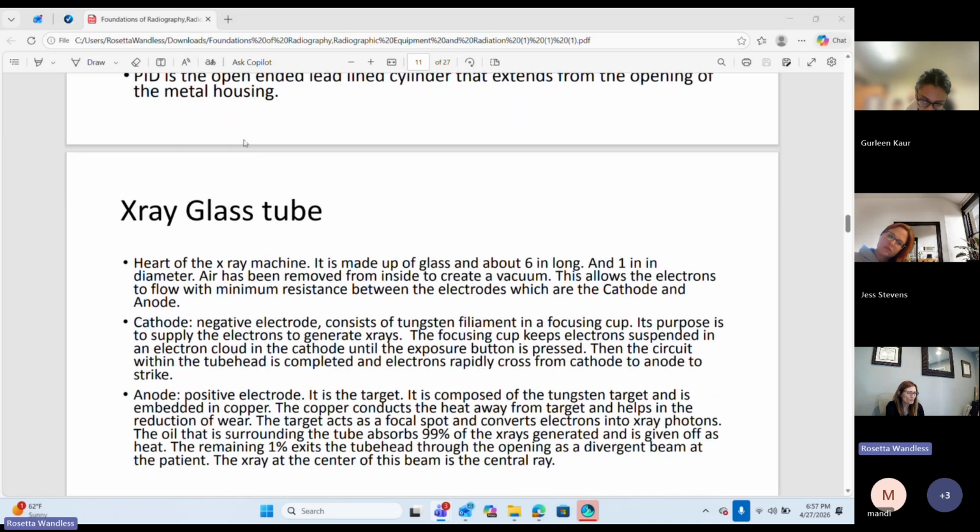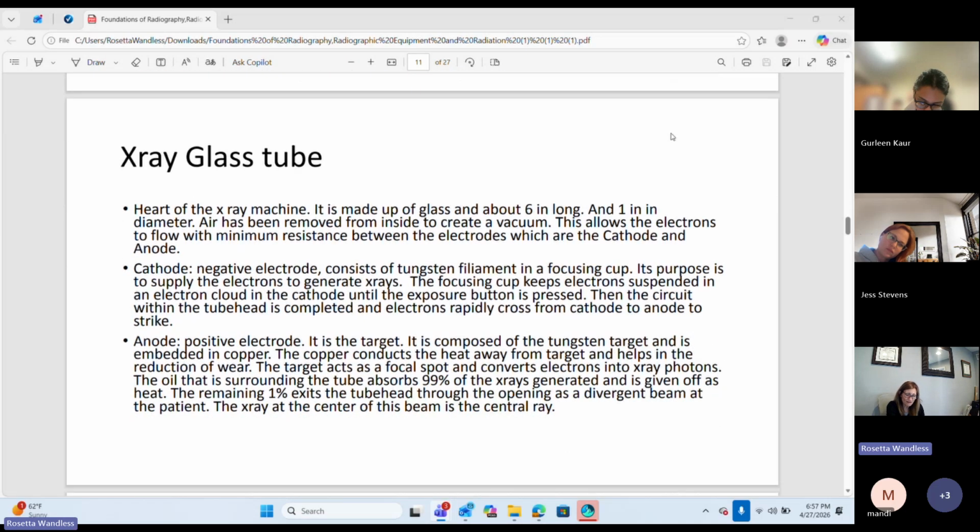Now, we have to do a little bit of a deeper dive into the X-ray glass tube, because this is, again, where all the energy is getting harnessed and where it transitions from plain electrons, electricity, to electromagnetic radiation. So again, the glass tube is about 6 inches long, 1 inch in diameter. Remember what I said last week, all of the air or oxygen has been vacuumed, removed from that glass tube. It is completely airtight sealed. There is no air in there.